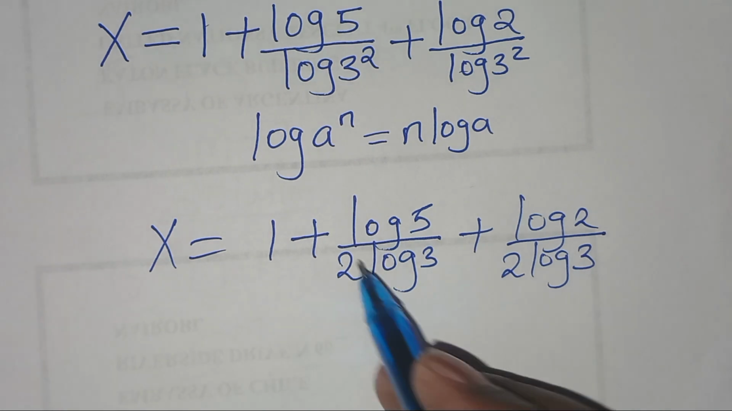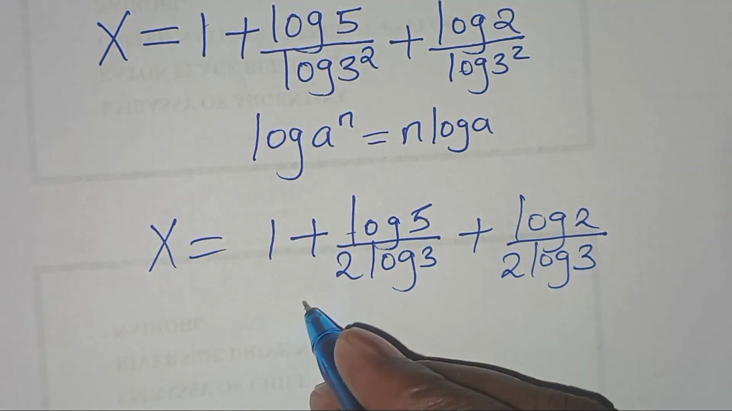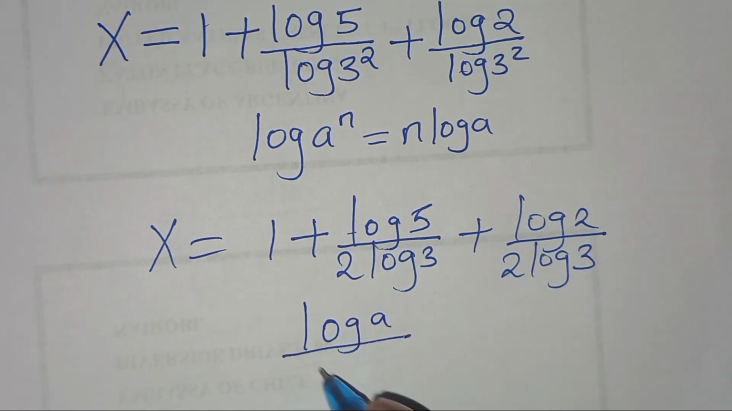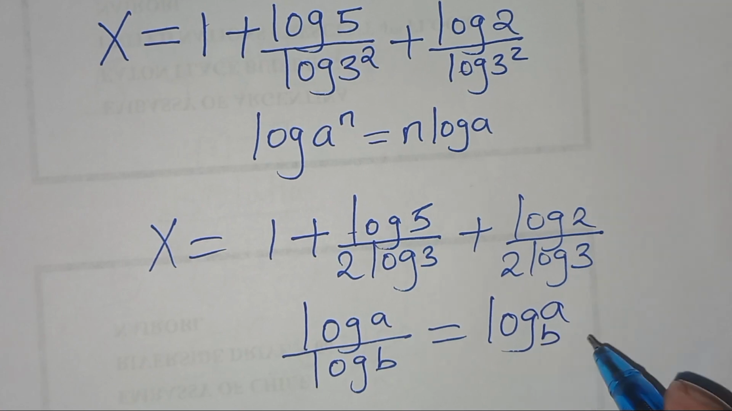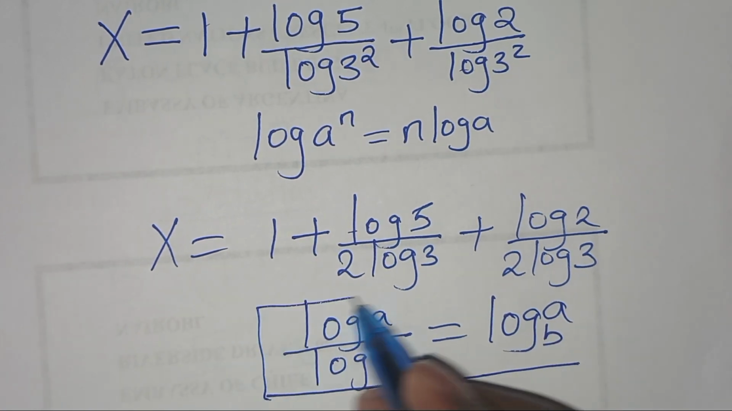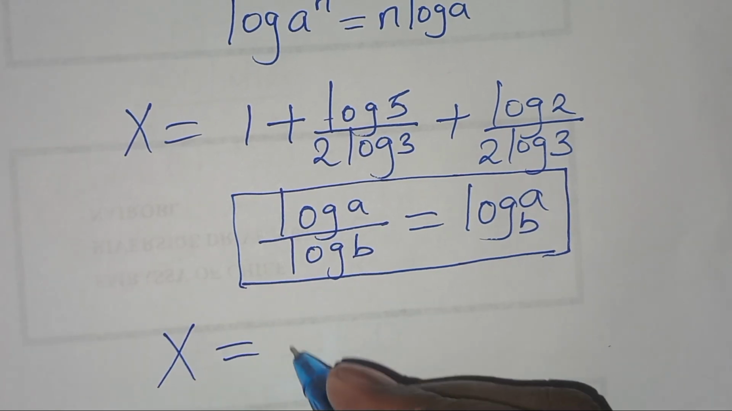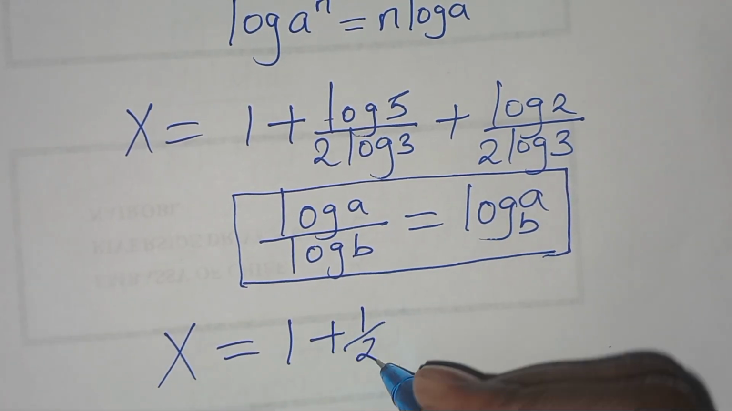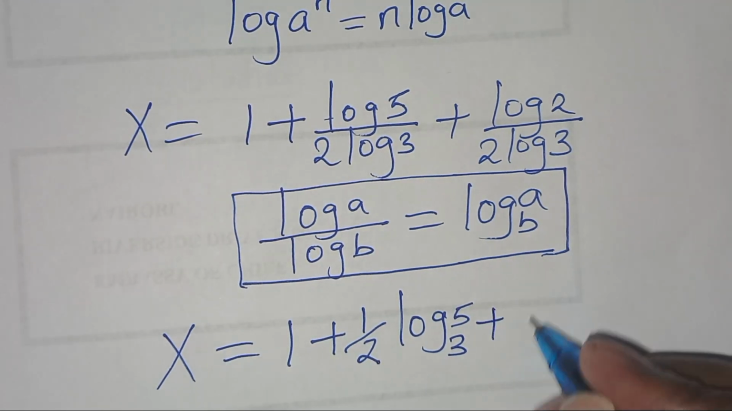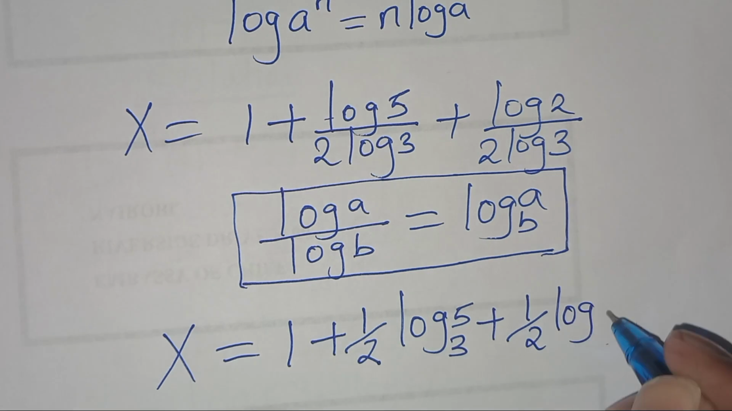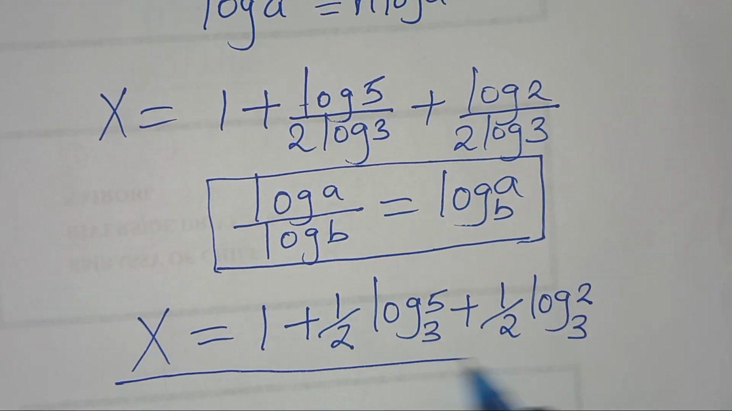So in this case, we have log 5 divided by log 3 and log 2 divided by log 3. This is in the form of log a divided by log b, and this can be expressed as log a to base b. So applying this property, we have x is equal to 1 plus half log 5 to base 3, plus half log 2 to base 3. So this is the value of x.